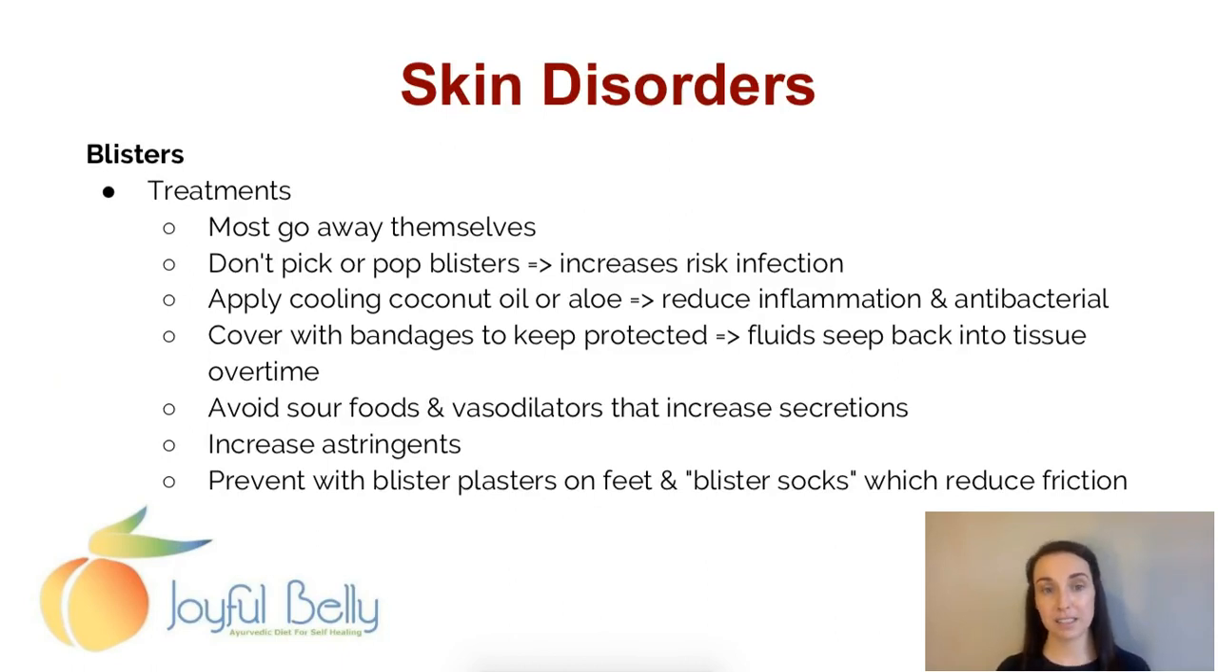To treat a blister, it's important to not pick or pop a blister, as that increases the risk of infection. In fact, most blisters tend to go away themselves. Applying cooling coconut oil or aloe vera gel can help reduce the inflammation, and these are also antibacterial to prevent infection. Cover blisters with bandages to keep them protected, and over time the fluid from the blister seeps back into the tissue itself.